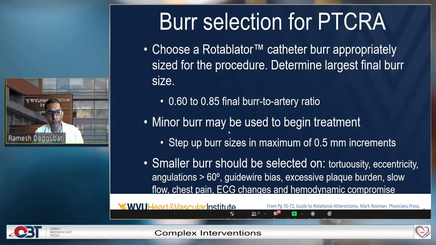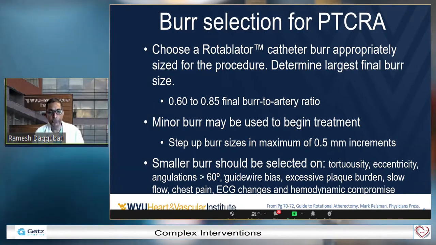The minor burr may be used to begin treatment. Sometimes I start with 1.25 as well, if no balloon or microcatheter is crossing. Otherwise, most of the time it is 1.5. And then I go ahead with either a balloon, a non-compliant balloon or a cutting balloon, or even, sometimes, last week I did a shockwave balloon after rota.